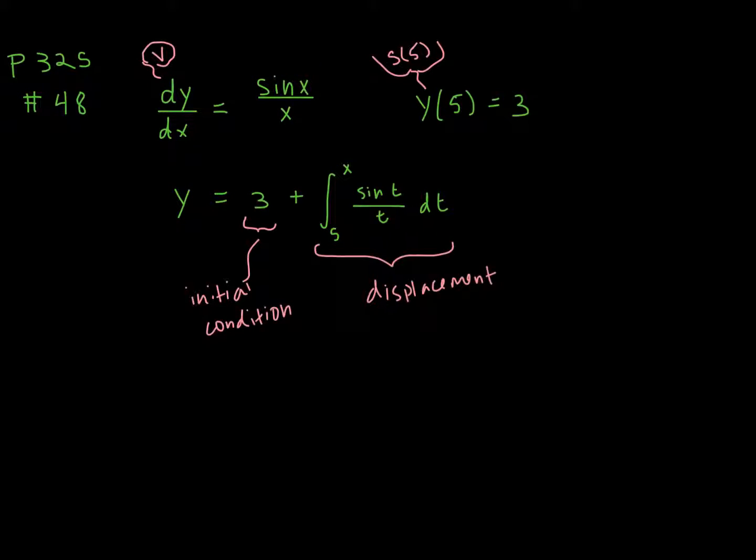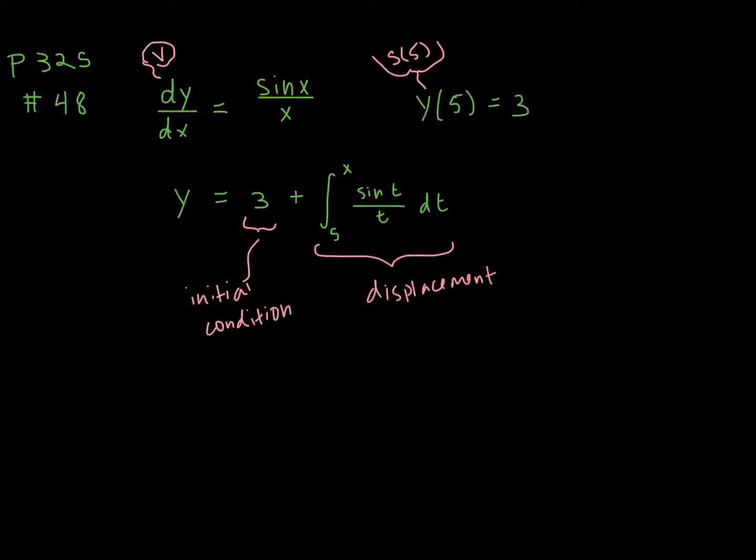All right, page 325, number 48. This one is a little tricky, but you can relate it to something that I'm sure makes a lot of sense and will make it a lot easier. You're given the instantaneous rate of change of a function y with respect to x, dy/dx, which is equal to sine of x over x. And you're also told that y of 5 is equal to 3.